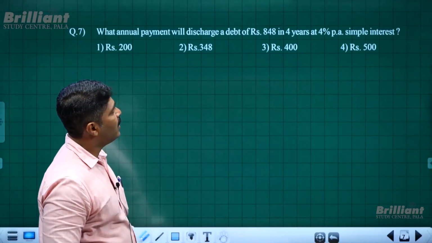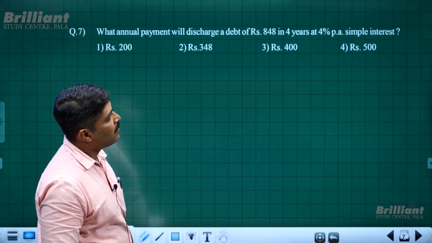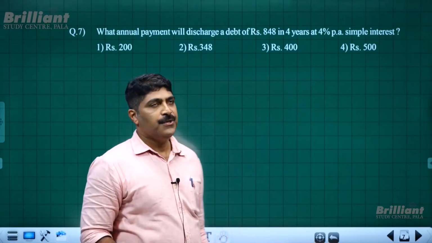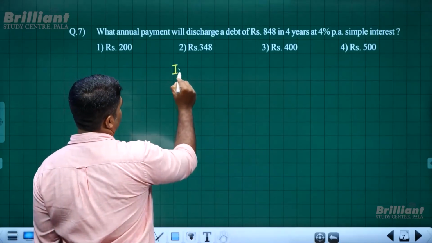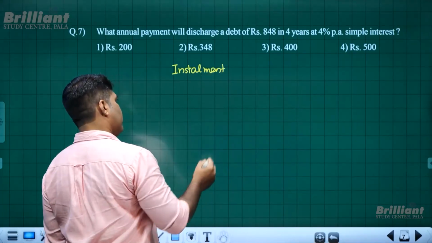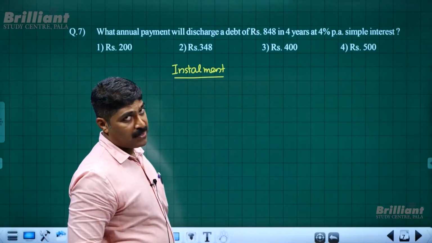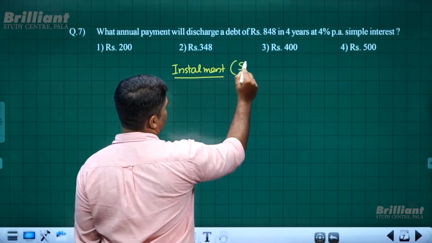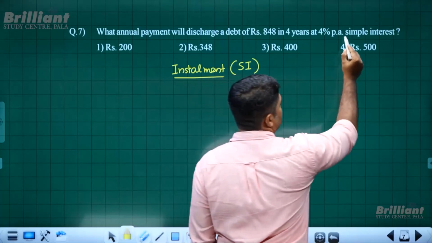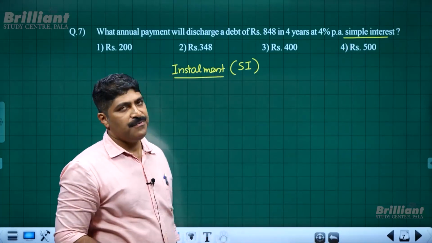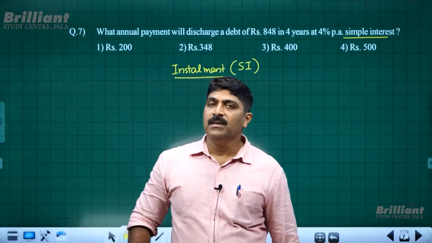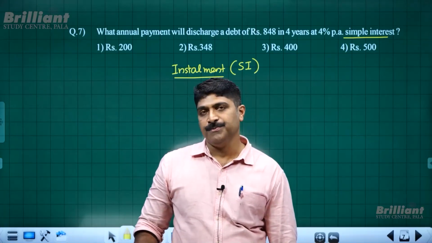What annual payment will discharge a debt of rupees 848 in 4 years at 4% per annum simple interest? This is a question related to the concept of installment. It's from the area installment. There are 2 types of installment concepts. One is based on simple interest, another based on compound interest. Here our question is based on simple interest. So first of all, we have to make a clear idea about the concept for these types of simple interest related installment problems.